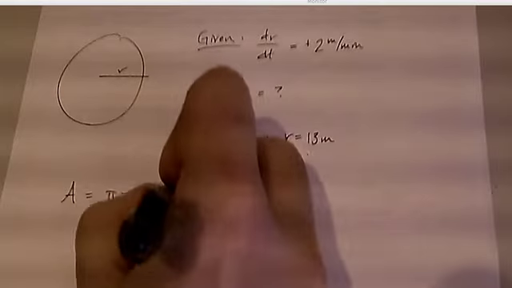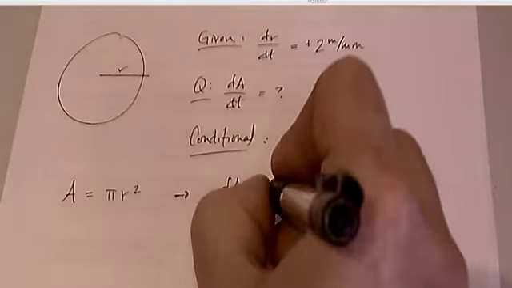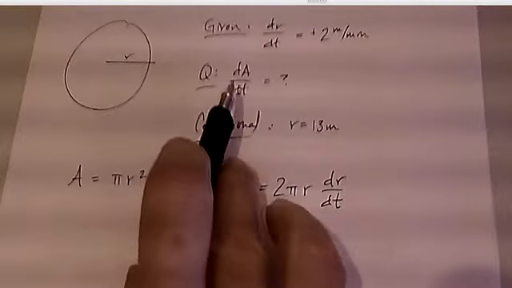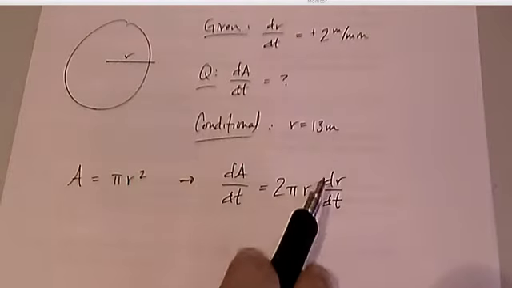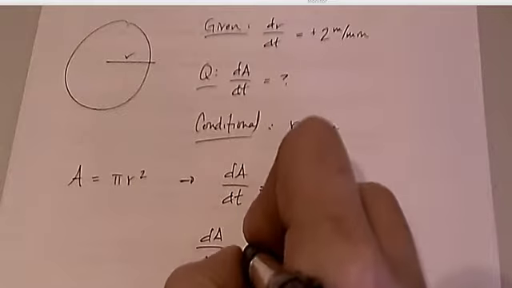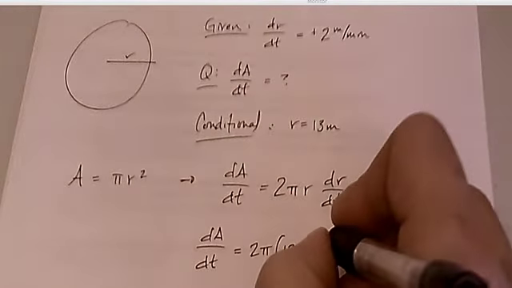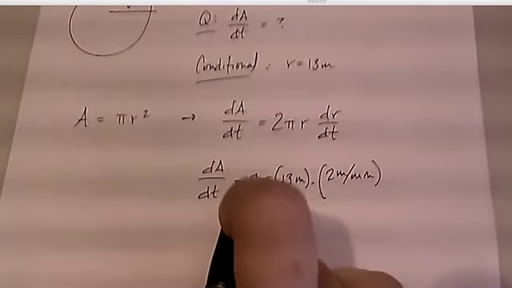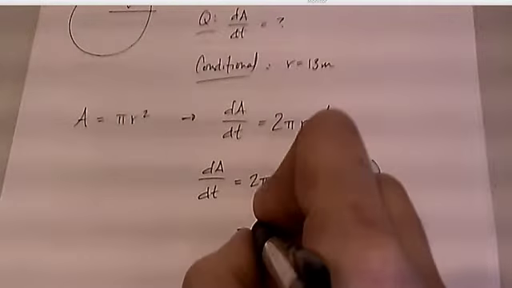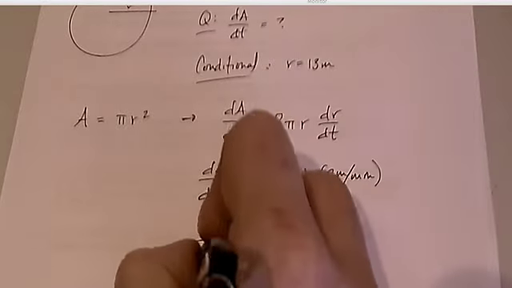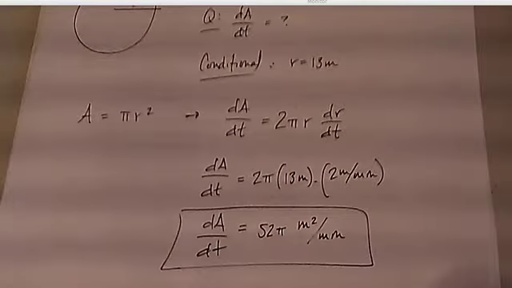Okay. Well, this one, like I said, ought to be very, very easy. A is equal to pi r squared becomes dA dt is equal to 2 pi r dr dt. I'm looking for dA dt. I have a given value for dr dt, and I have a conditional value for r. And so it's just a matter of plugging in. 2 pi times 13 meters times 2 meters per minute. That's going to give us an area that increases at 2 times 2 is 4 times 13 is 52. 52 pi meters squared per minute. And that is the rate at which the area is increasing at that particular moment in time.